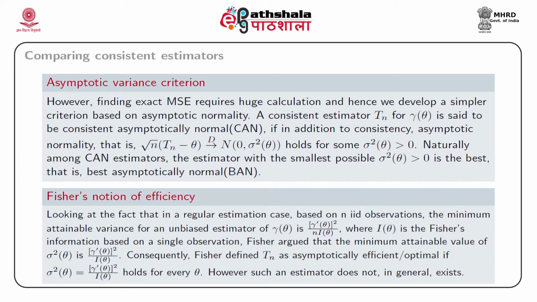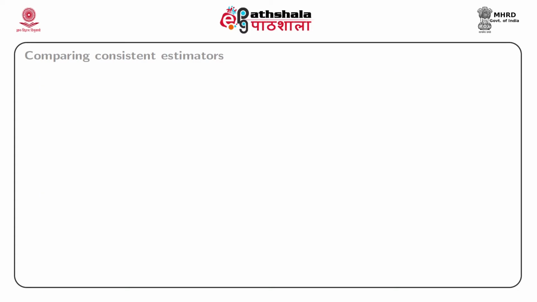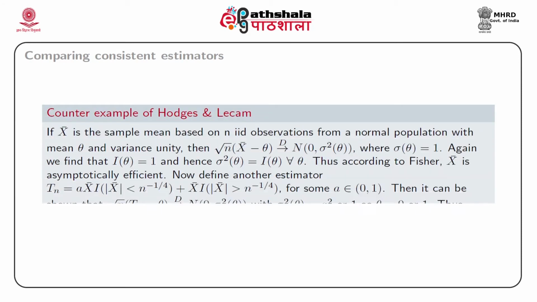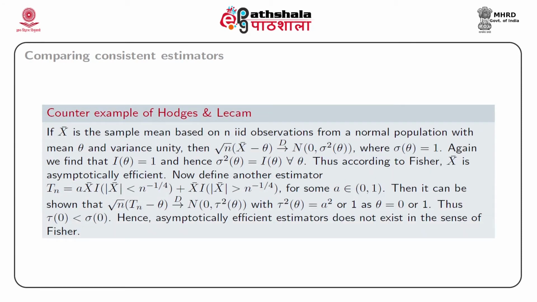However, such an estimator does not exist in general. So one can consider the counterexample by Hodges and Lehmann to explain this deficiency. In fact, Hodges and Lehmann showed that we can construct a consistent estimator starting from a consistent estimator such that the asymptotic variance of the latter is less than the former for some theta.